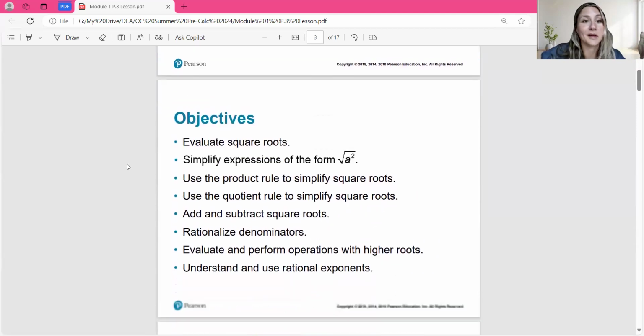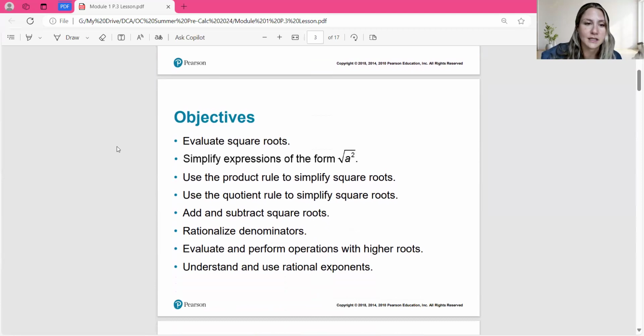In this lesson, we're going to be tackling a bunch. I'll give you guys a second to read that list. Handling a lot of things with square roots and rational exponents. That is the theme for this lesson.